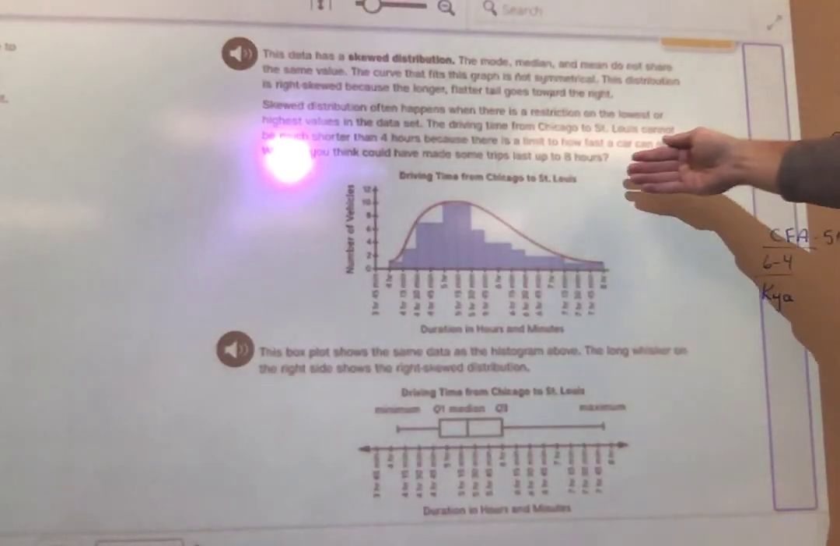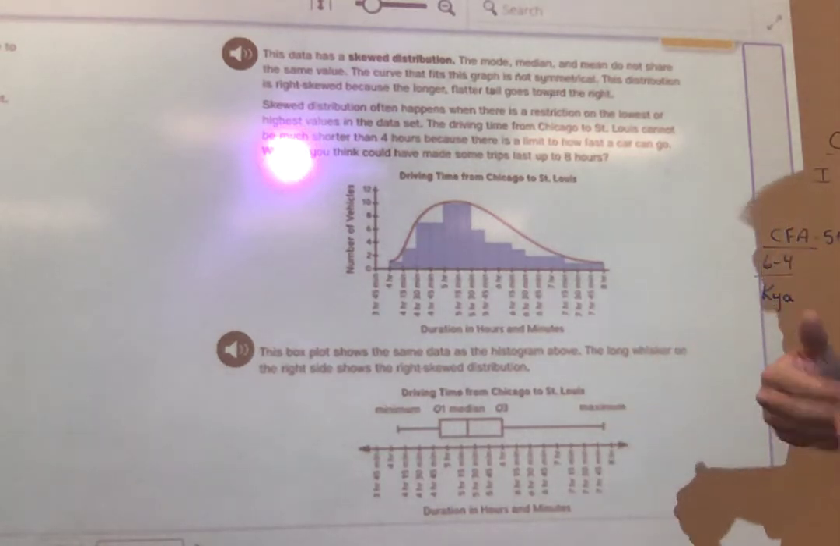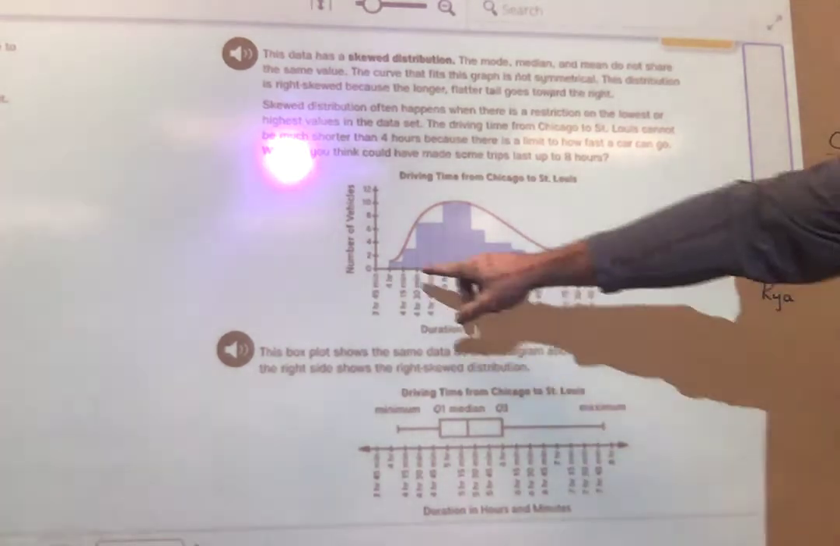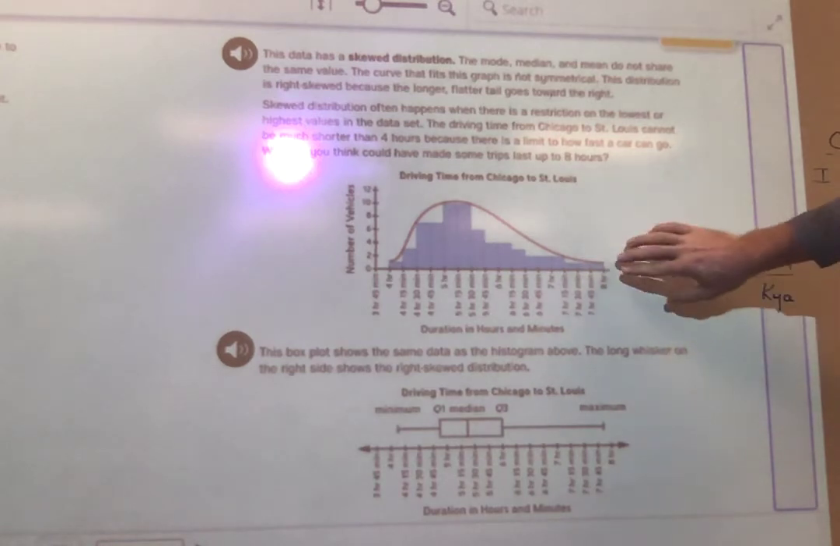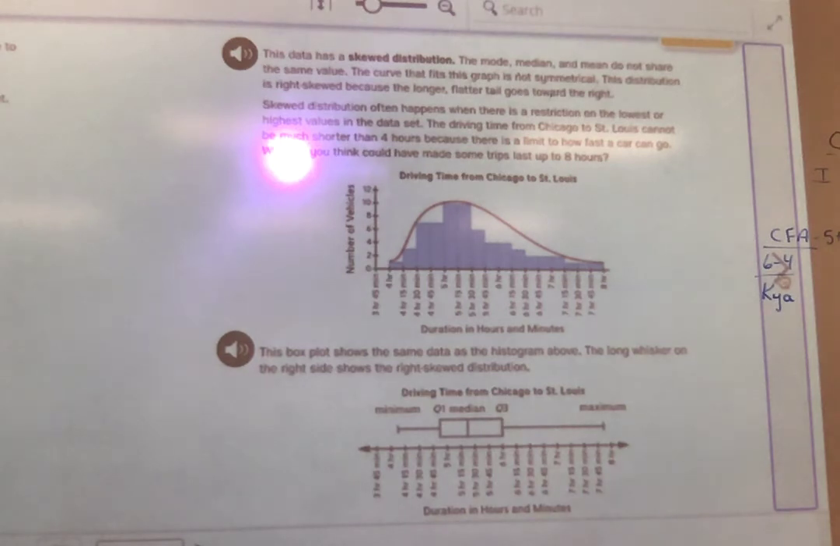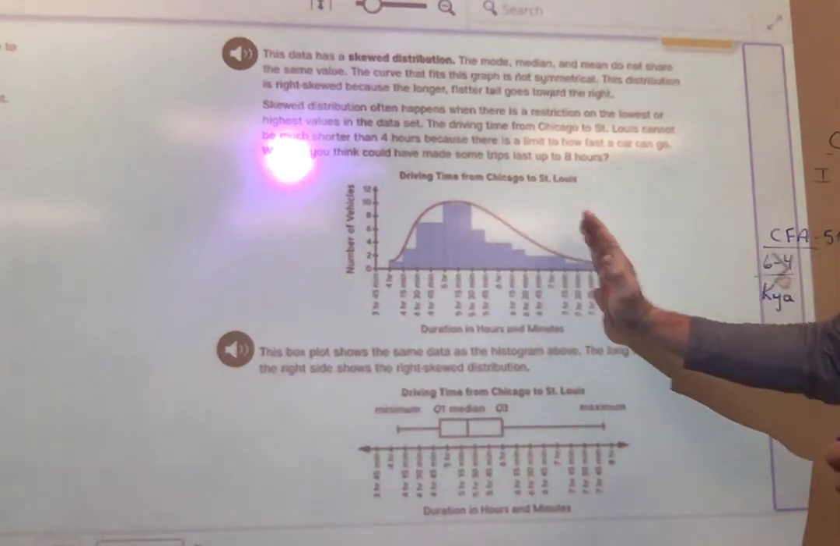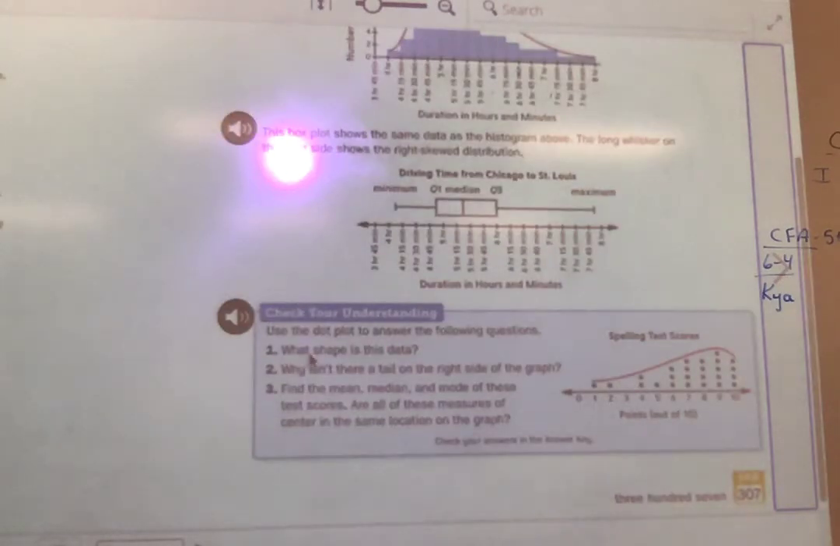In this example, we're looking at drive time from Chicago to St. Louis. Cars can only go certain speeds, so it's going to take you a certain amount of time to get there. It looks like at least 4 hours, but then it skews, and some people took 8 hours to get there. There could be a lot of reasons for that, traffic or something happened to your car, which could make this data a little bit skewed and make your trip longer. So driving times can vary based on several different factors.